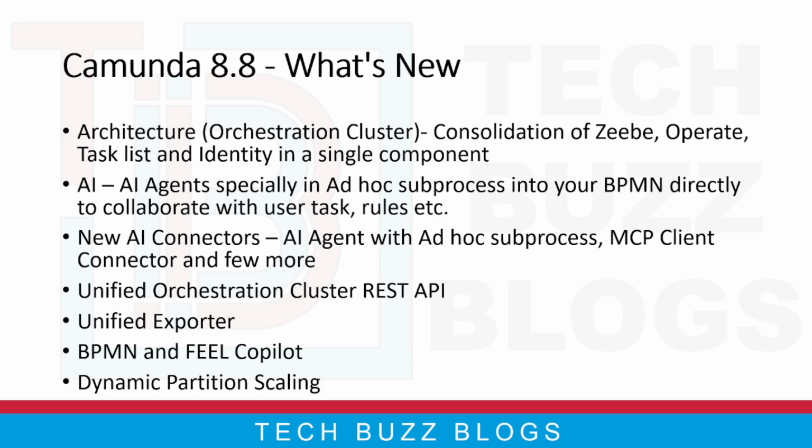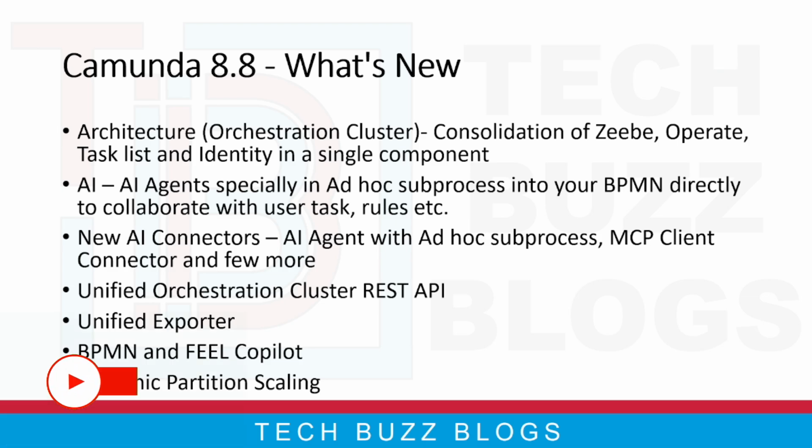What does it mean? Earlier, there was a Tasklist API and an Operate API. You needed to get the token for your Tasklist API, then access your Tasklist. The same way for Operate. But here they are saying unified orchestration cluster, which means you have the orchestration cluster where you can directly communicate with a single set of APIs. They are all bundled into that single orchestration cluster. At the architecture level itself, they bundled it together, and the same impacts the REST API as well.